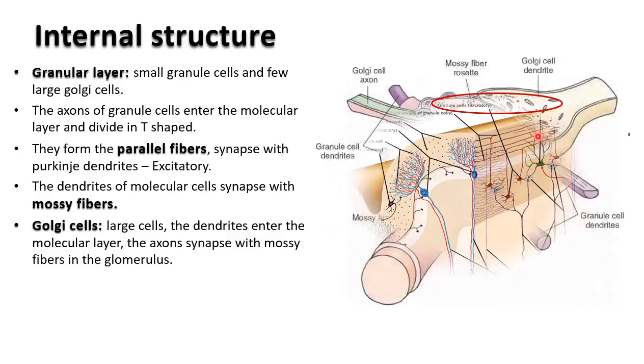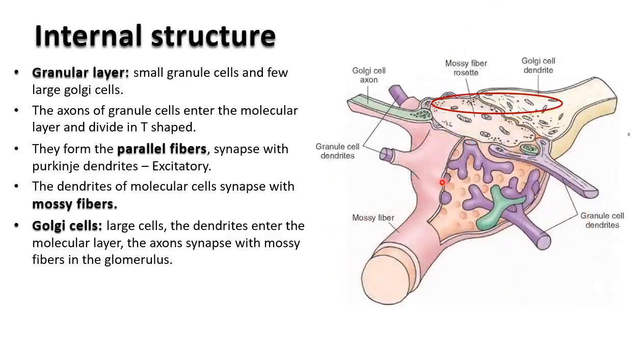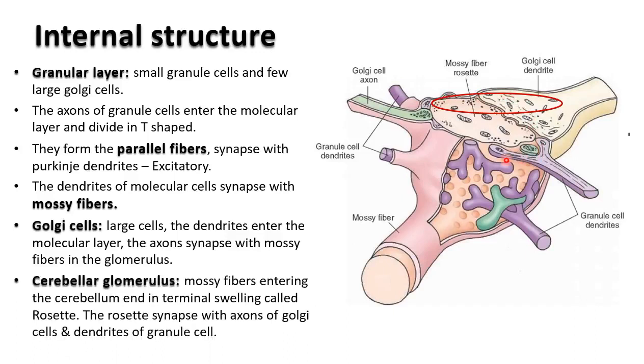Now what is a glomerulus? You are able to see the structure of a glomerulus. Once the mossy fiber enters the cerebellum and reaches near the granule cells, what happens? They form some bulgings, which are called the rosette. The terminal swelling is called the rosette. The rosette synapses with the axons of Golgi cells and the dendrites of the granule cells.